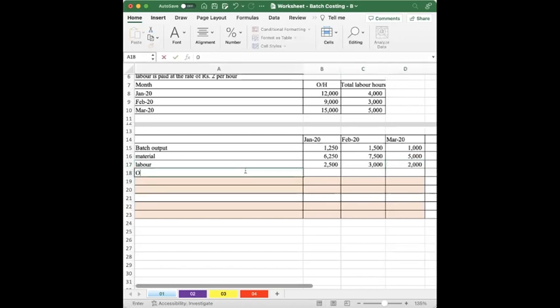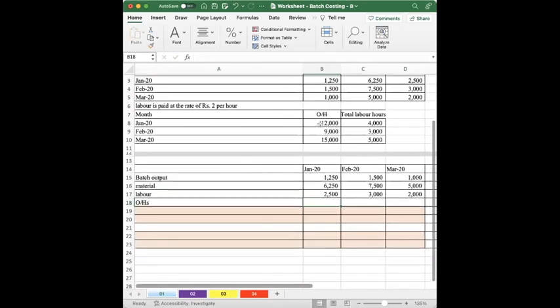Then we have overheads, right? Overheads, how much? It's given here, right? But can we put that value there? Can we put that value there? No, right? We need to take the value that is relevant to this batch. In January, 1,250. In February, 1,500. Right? So total overheads are given. So some overheads may not be related to this.